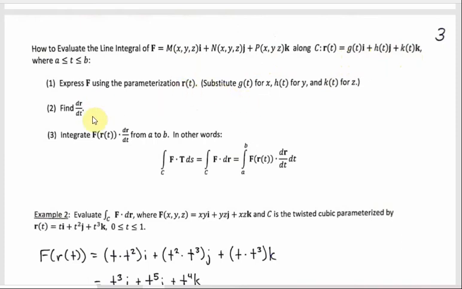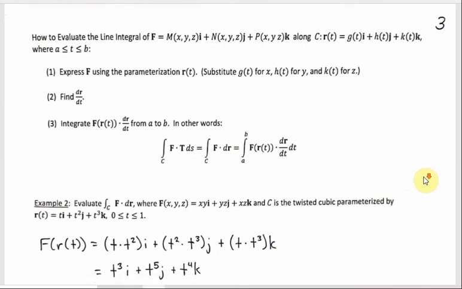Then the other thing that you need is dr dt, which you should be able to get directly from here, just taking the individual derivatives of g, h, and k. And then you can get the dot product and integrate it, and it's a definite integral from a to b, so the limits of the parameterization right there, and that should do it. So that's what we're going to end up doing. This representation down here on the right side is the one that you actually end up using. That's the one that you actually evaluate.